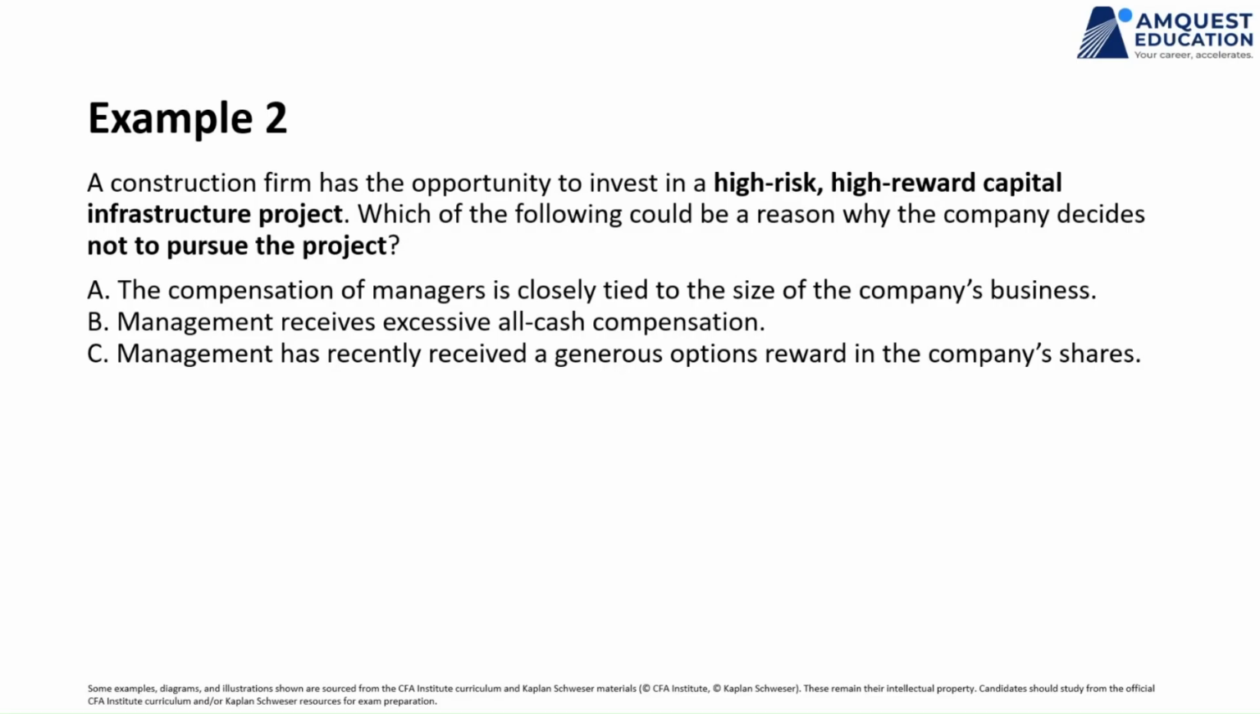Now, a construction firm has the opportunity to invest in a high risk, high reward capital infrastructure project. Which of the following could be a reason why the company decides not to pursue the project? First, the compensation of managers is closely tied to the size of the company's business. Second, management receives all cash compensation. Third, management has recently received a generous option reward in the company's shares.